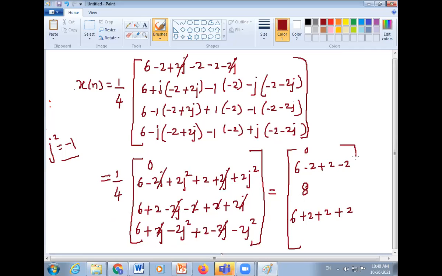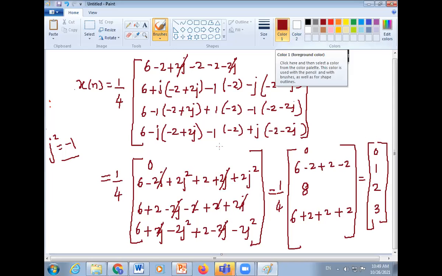So what is your answer now? This is multiplied by 1/4. Sir, I got the final answer 0, 1, 2, 3. Okay, so here the final answer is 0, 1, 2 and 3. So is this the same as our input sequence which we have taken for the DFT? Yes, sir. So this is the way we can calculate a DFT and IDFT.